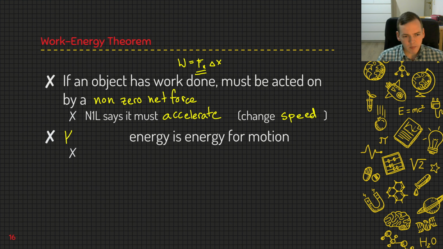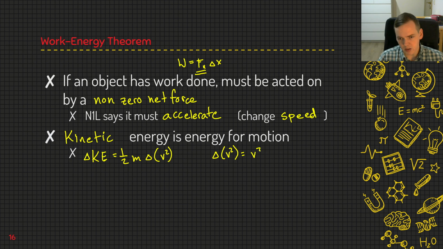We want to talk about, related to this, the kinetic energy. The kinetic energy is the energy associated with motion, and a change in kinetic energy, so delta KE, is equal to 1/2 m times the change in the velocity squared. So notice I have to square the final velocity, square the initial velocity, and subtract them. So this delta v squared is equal to v squared minus v initial squared.